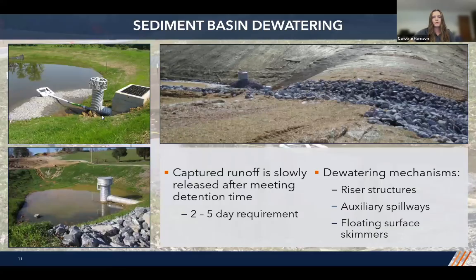Sediment basin dewatering is the process where captured stormwater runoff is slowly released off-site after required detention times have been met. Dewatering in a sediment basin has a 2 to 5 day requirement so that we're ensuring sediment basin functionality. To allow for greater control of this dewatering, principal spillways, as I mentioned, riser structures, auxiliary spillways, and also floating surface skimmers have been adopted to improve the quality of the water being discharged from sediment basins.